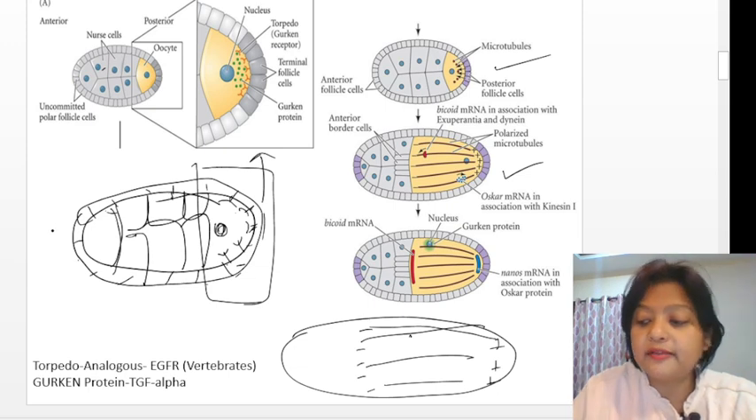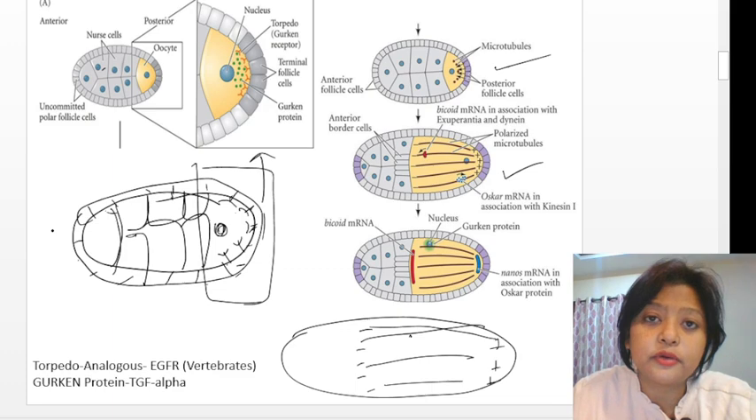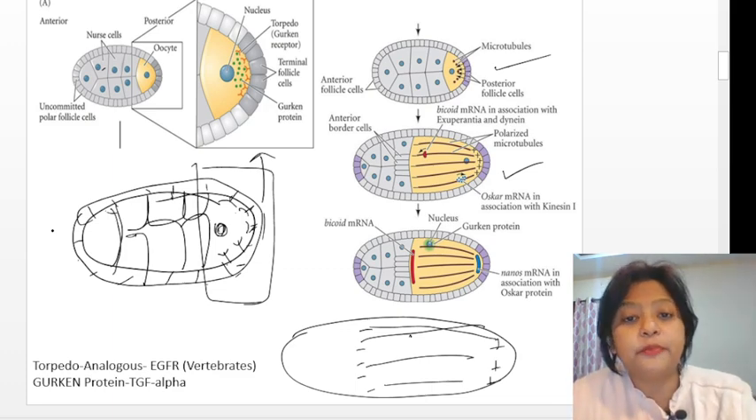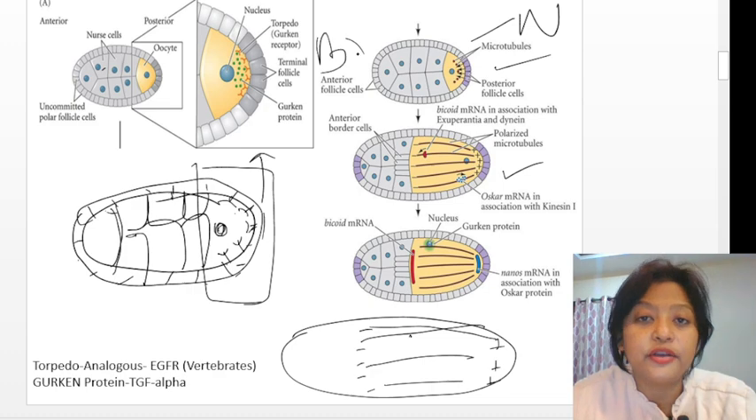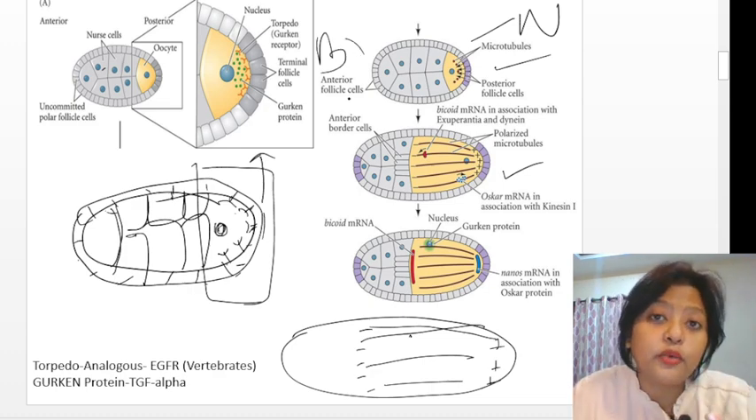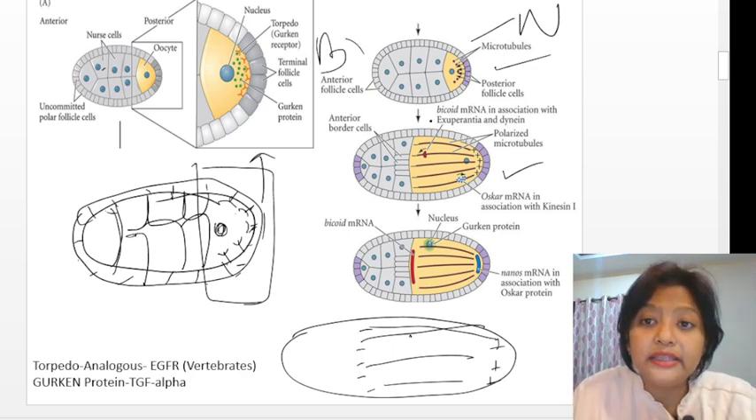See, in this part, what is happening is that bicoid is towards the anterior part, and nanos is towards the posterior part. So what did I mean by this? That in this part there is nanos, and in this part, the anterior part, there is bicoid. But the other ones, the hunchback and the caudal, are all lying in the center.